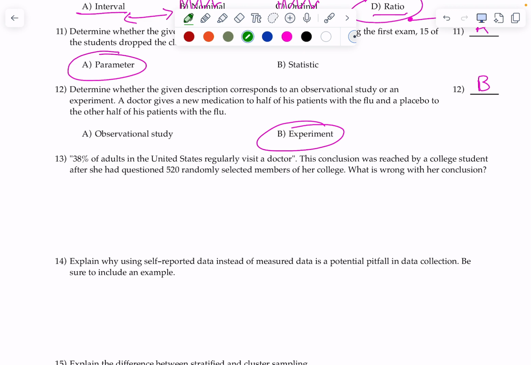This conclusion was reached by a college student after she had questioned 520 randomly selected members of her college. What is wrong with her conclusion? For college, 520 isn't enough to draw a conclusion for the whole United States adults. Correct. But also, college students do not equal all adults.